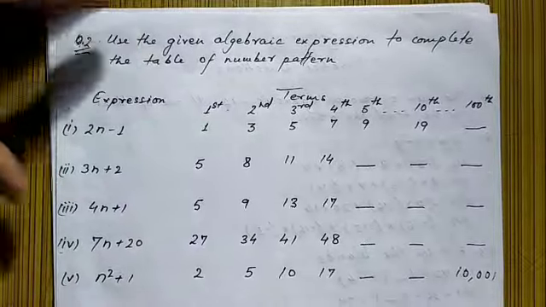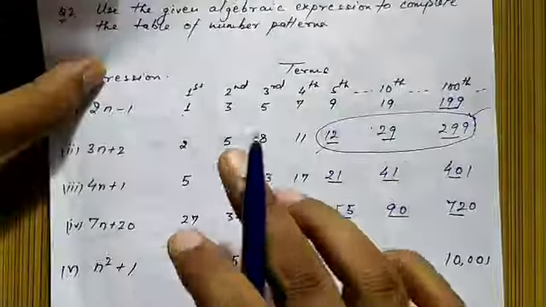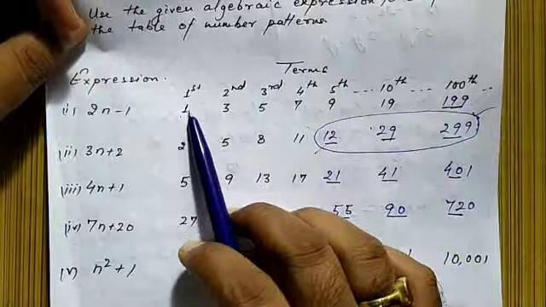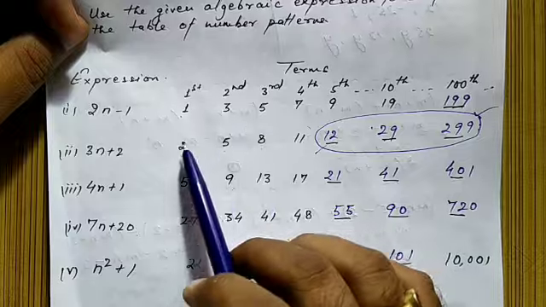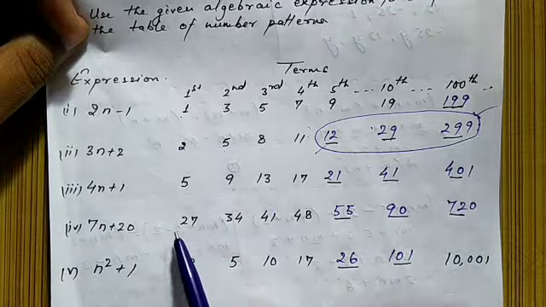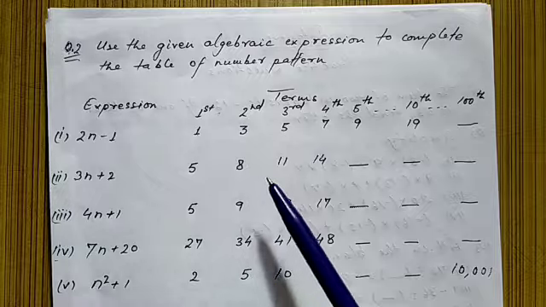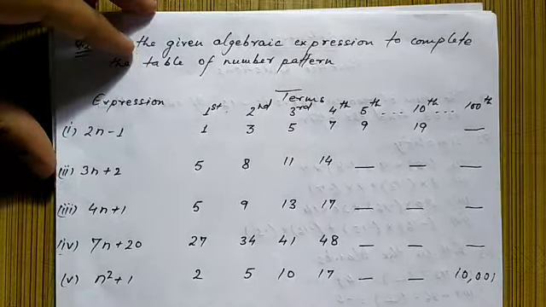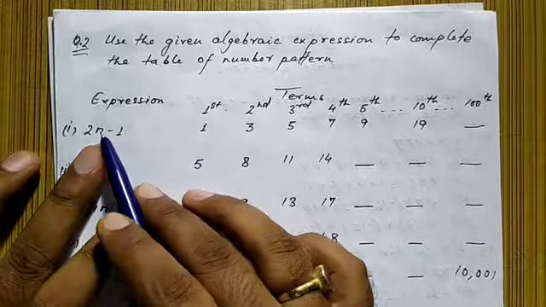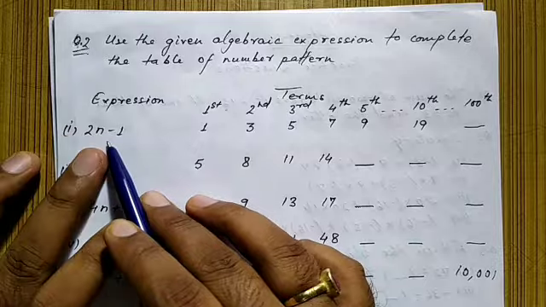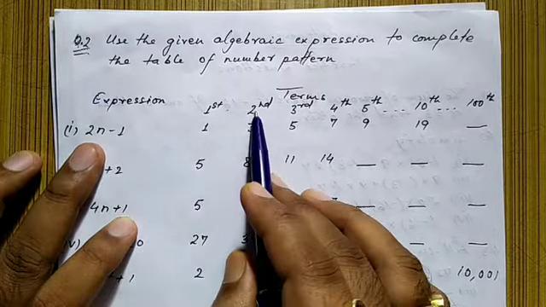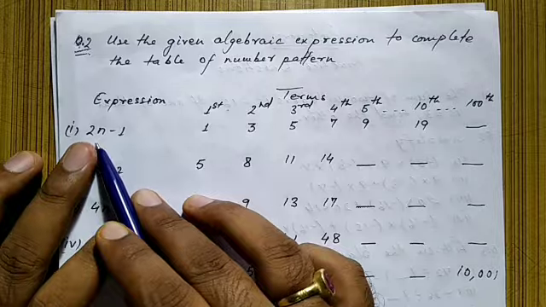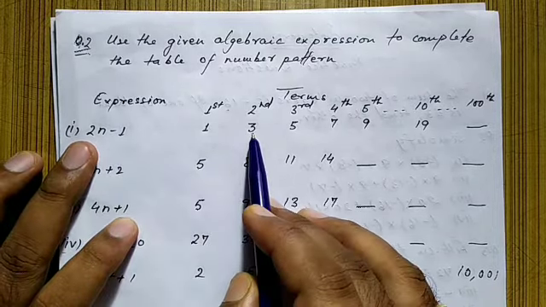Very easy. See, the problem in this question is, we are starting from n is equal to 1, 2, 3, 4, but here I am starting n is equal to 0, from 0. Here also 1, here also 1, here also 1. So the correct pattern is from n is equal to 1. If you put n is equal to 1, then this will come 2 into 1, 2, 2 minus 1, 1. If you put n is equal to 2, second term 4, 4 minus 1, 3.